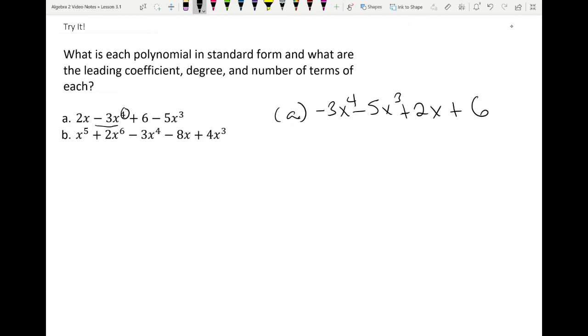What is the leading coefficient? Well, the leading coefficient is negative 3. It's the number that is multiplying the highest power of x. The degree? Well, the degree is the highest power of the variable here, which is 4. So this is 4th degree. And the number of terms, we have 1, 2, 3, 4 terms.